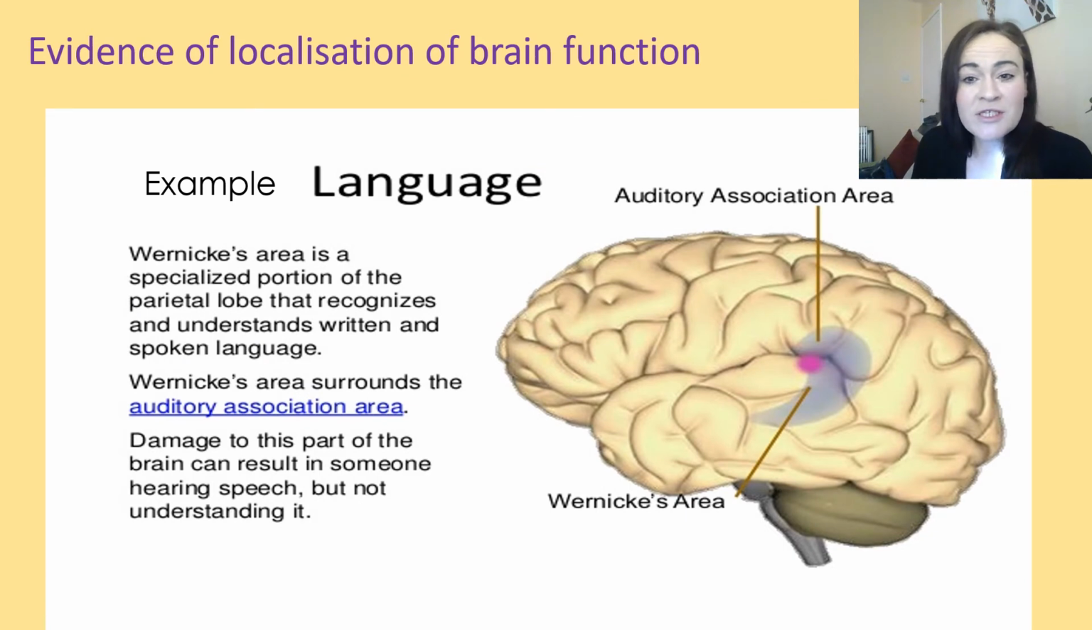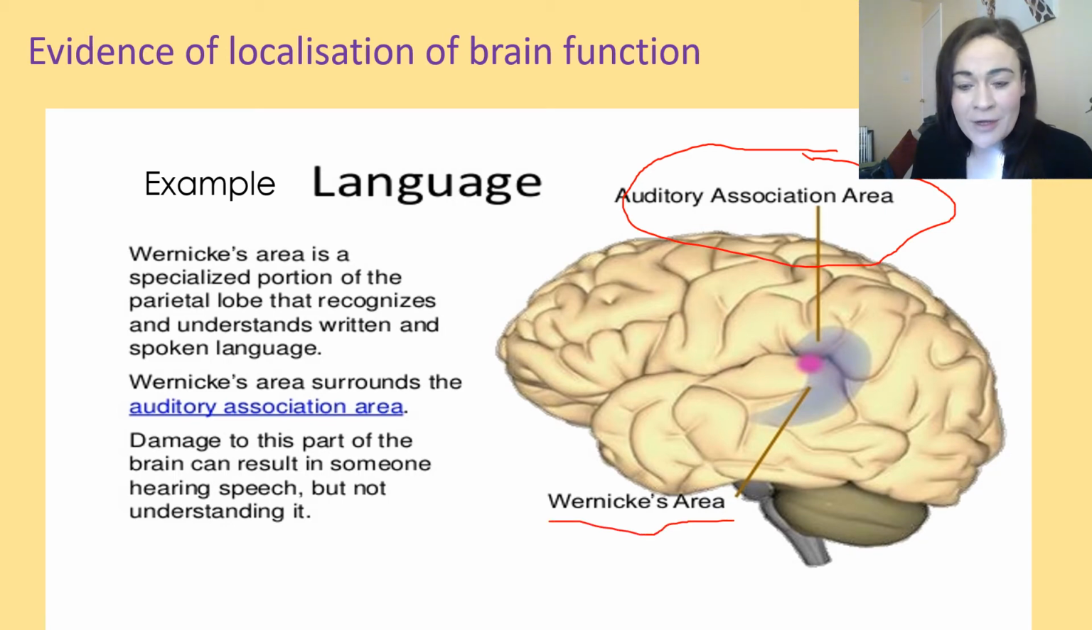Now, another area that deals with language, which is over in the auditory association area, is something called Wernicke's area. In the last example, if you damaged the area, you knew what you wanted to say, but you couldn't actually say it out loud. Now if we damage Wernicke's area, it results in somebody being able to hear what someone's saying, but not being able to understand it. So they can hear the words, but they just can't process the meaning of the words.